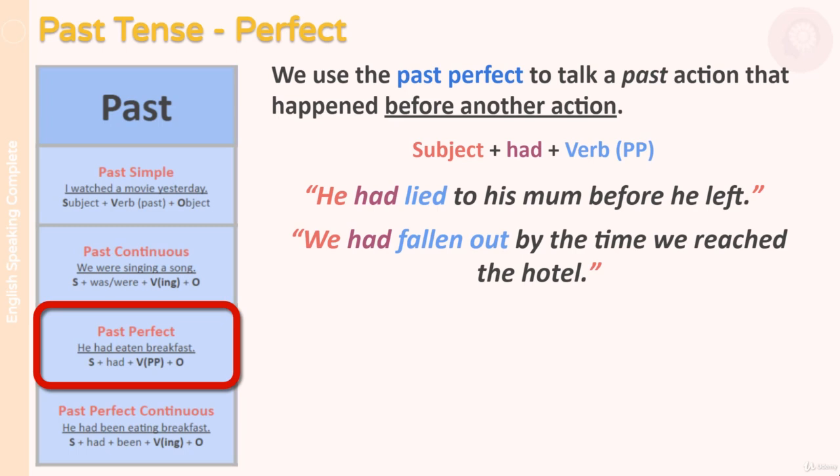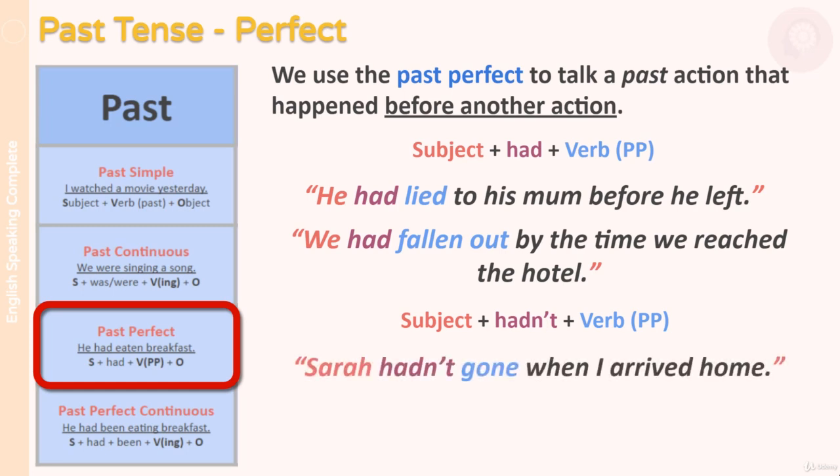Okay, so in a negative form, it's again pretty straightforward. Had not, contraction, hadn't, plus verb form 3, past participle. Subject, again, doesn't matter. We still always use hadn't, and I'm sure you're happy to hear that. Sarah hadn't gone when I arrived home. In other words, she was still there.